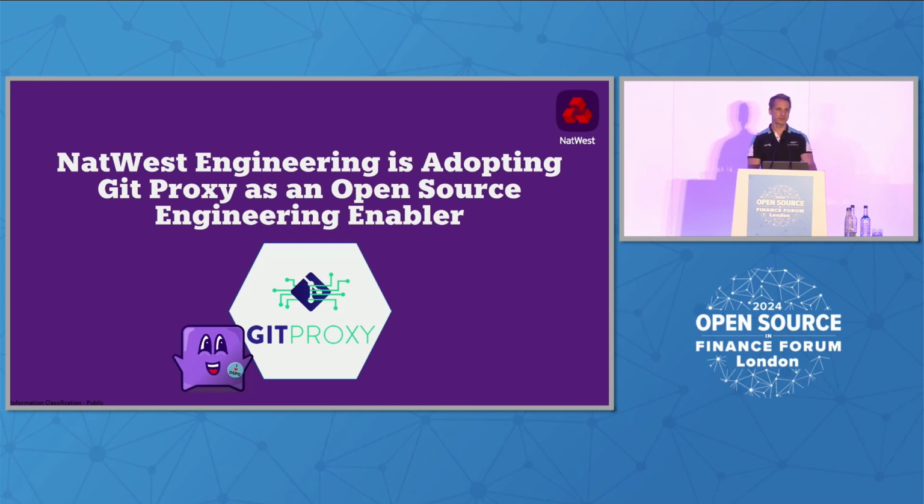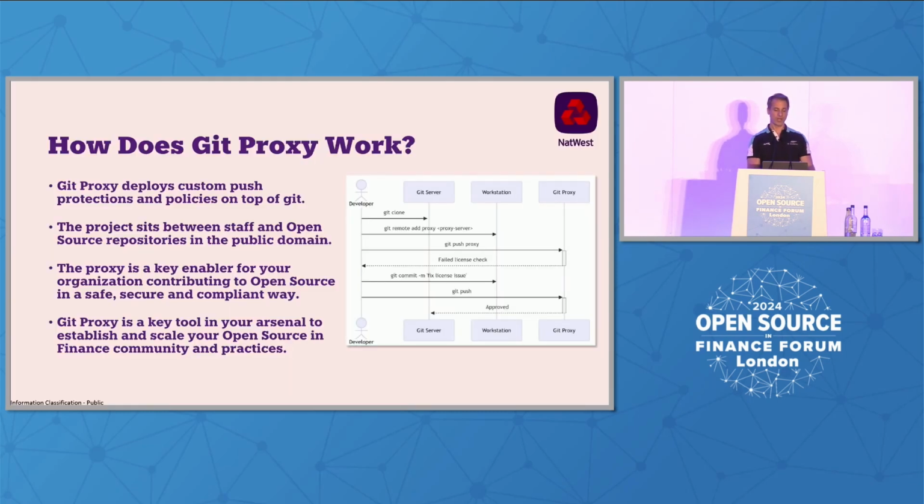I'm an engineering lead for NatWest OSPO, so I have the great honor to build that Git Proxy technical capability and roll it out for the whole NatWest Group. So how does Git Proxy work? And because most of us have used Git from command line, I can show you this sequence diagram.